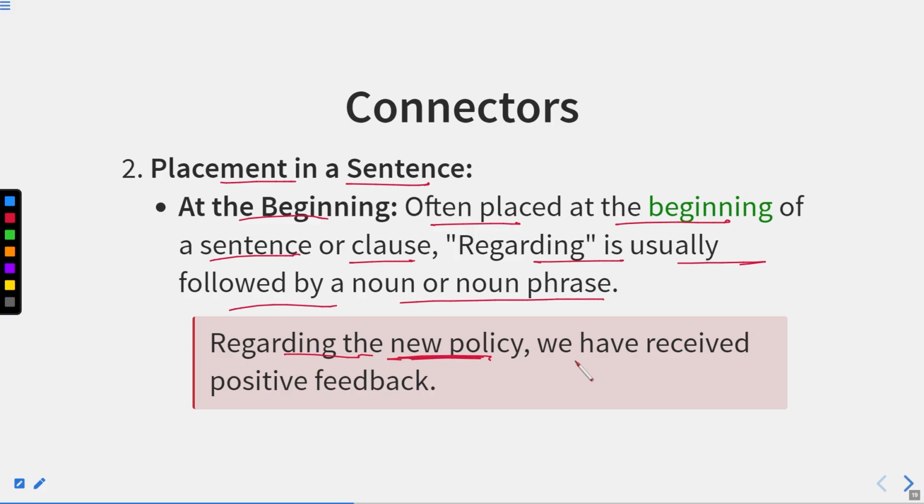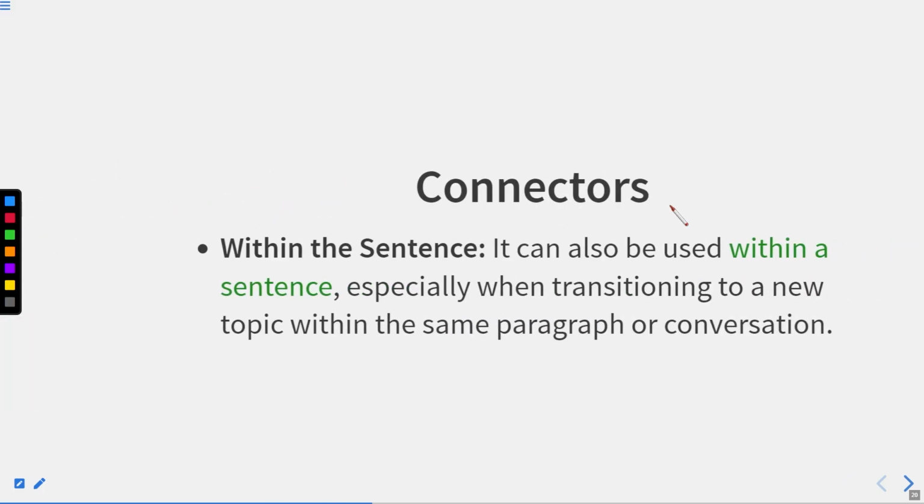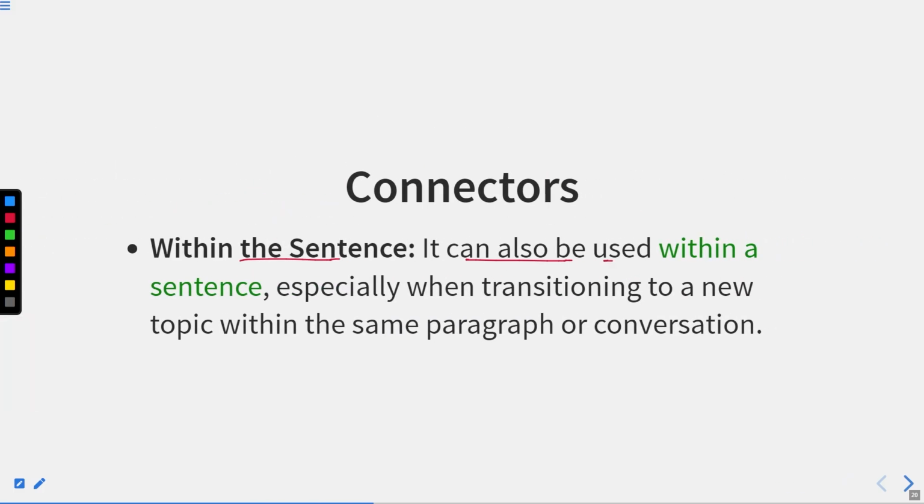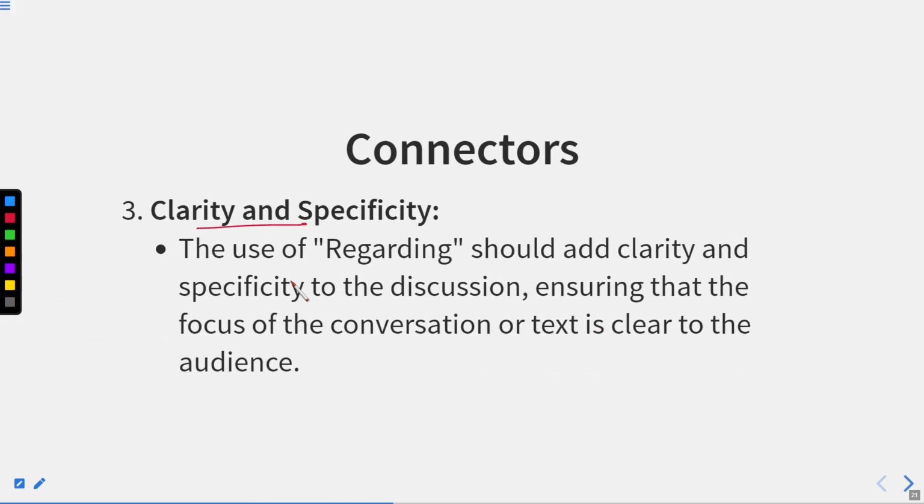Regarding the new policy, we have received positive feedback. It means we are talking about the new policy, and if we talk about the new policy, we have received positive feedback for that. So new policy is actually the noun phrase. Okay. Within the sentence, it can also be used especially when transitioning to a new topic within the same paragraph or conversation. Clarity and specificity.